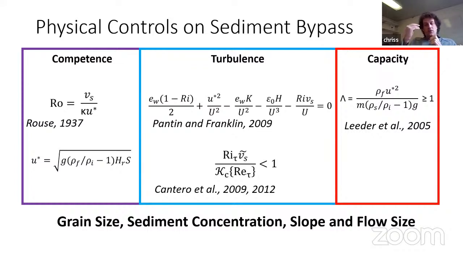Is it the maximum grain size that a flow can carry? Is it how turbulent the flow is? Or is it some form of carrying capacity? Well, I've boiled it down for you and simplified it. The main physical controls on sediment bypass in gravity currents are grain size, sediment concentration, slope, and flow size.